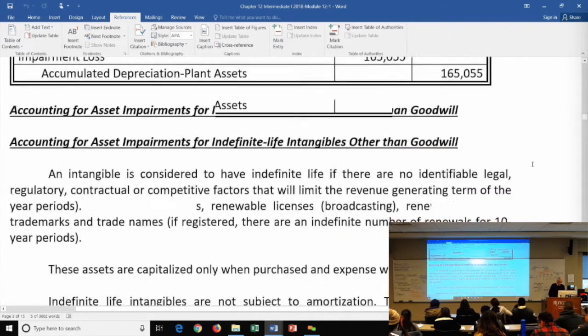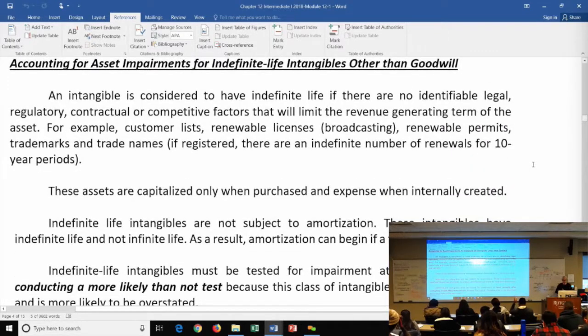So let's take a look at indefinite life intangibles. Indefinite life intangibles have no life to be identified in terms of contract, law, economics, whatever it may be. So they're expected to last for an indefinite period of time. So, you know, trade names, trademarks, licenses that are indefinitely renewed. Of course, you capitalize them only when they are purchased, not subject to amortization, unless there is a change where the indefinite life can be identified.